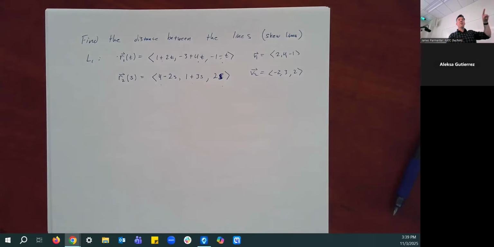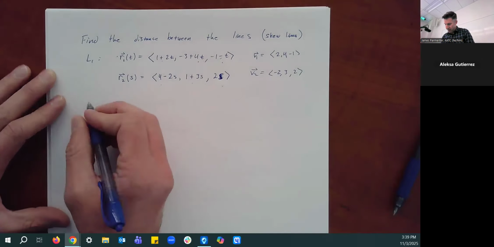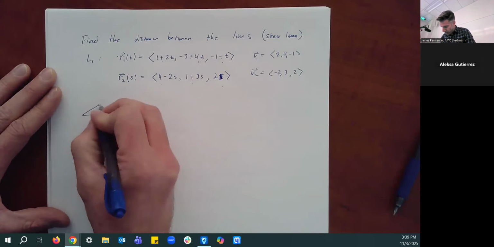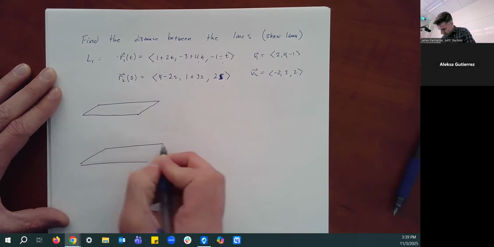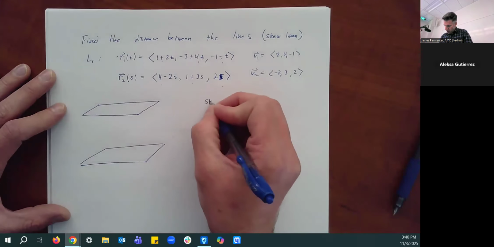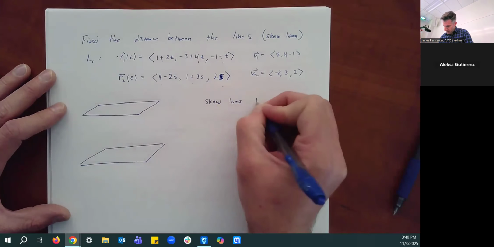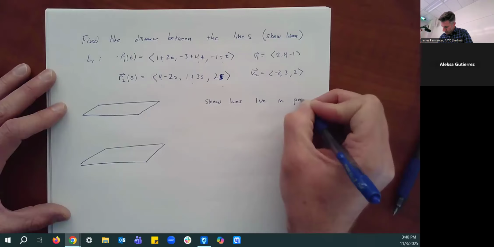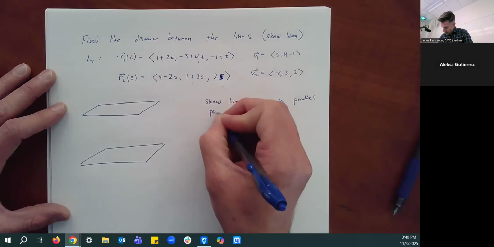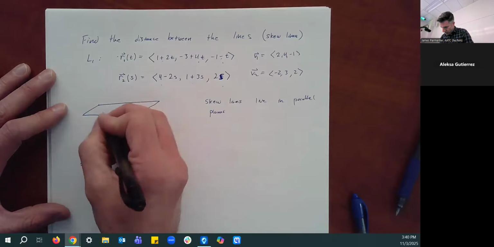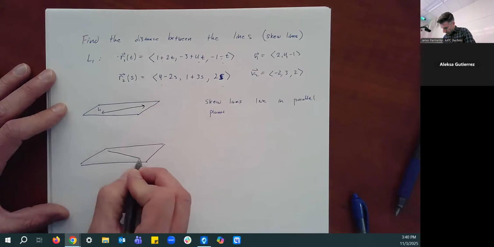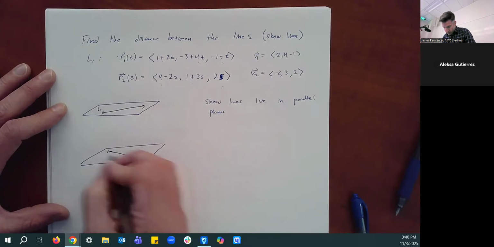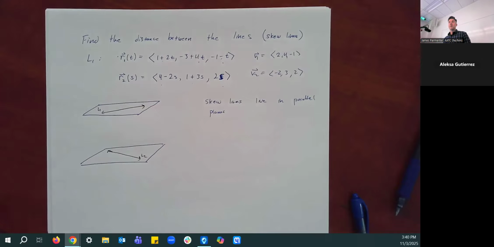Well, the fact that they live in parallel planes is actually the clue we need to help us figure out how to do this. So let's look at a picture that I can draw. So here's one of my planes. Here's the other plane. So these skew lines live in parallel planes. So maybe one of them is going this way. There's L1. And one of them is going in a totally different kind of direction. There's L2. Yeah, question. How do we know that they're parallel?